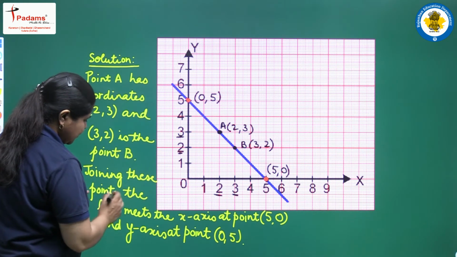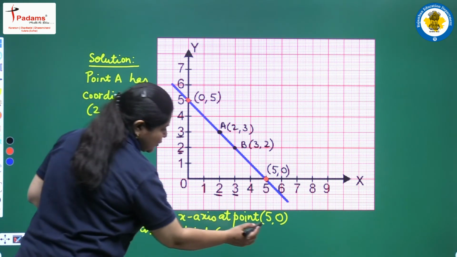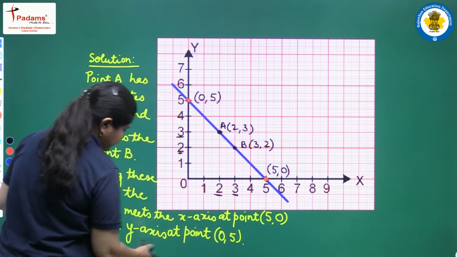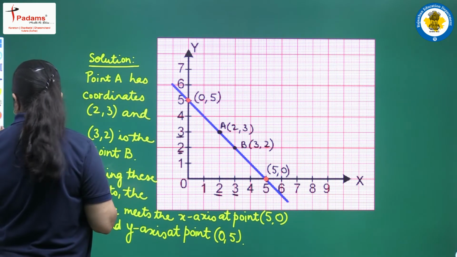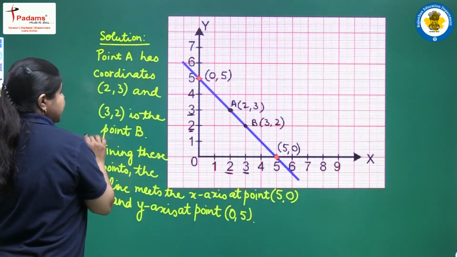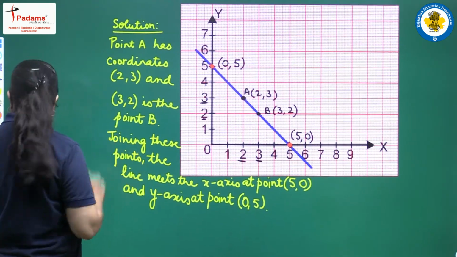पॉइंट्स को ज्वाइन किया तो जो लाइन बन रही है वो x एक्सिस को तो पॉइंट 5,0 पर मिल रही है और y एक्सिस को एट पॉइंट 0,5. This is the solution to this question. I hope you are easily able to see and relate with the question. Here we have the solution.